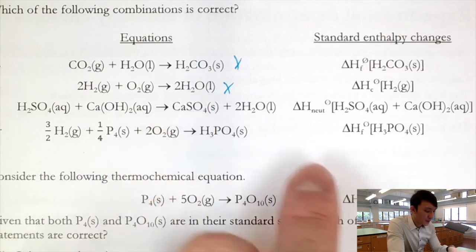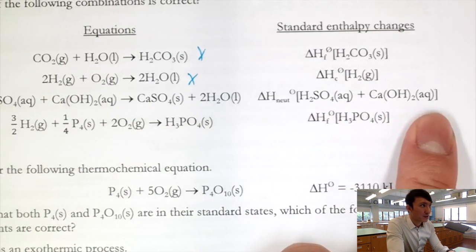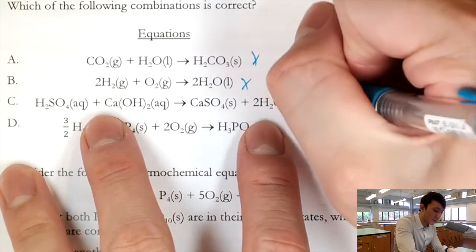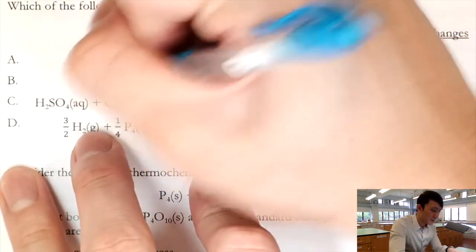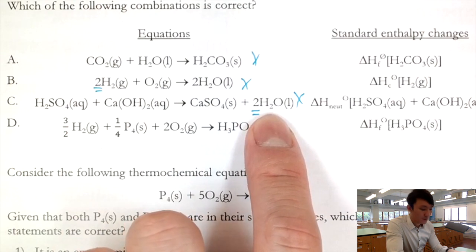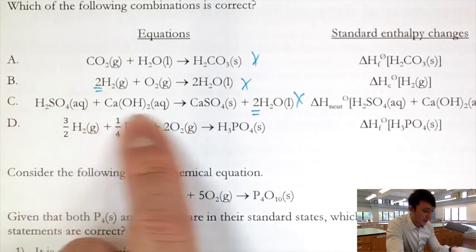Okay? Now here, neutralization between sulfuric acid and calcium hydroxide. This equation is balanced. Looks pretty good, but again, not correct because here, we can't have 2 moles of water. We only have 1 mole of water. So actually, we have to do like half, half, and half.